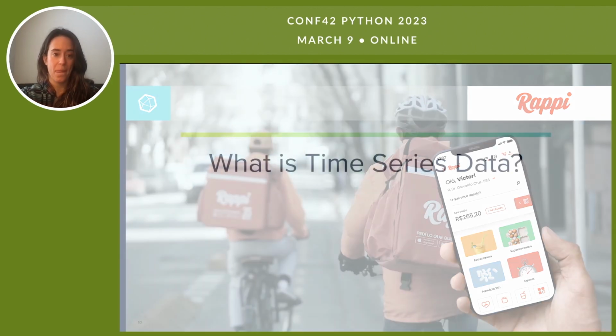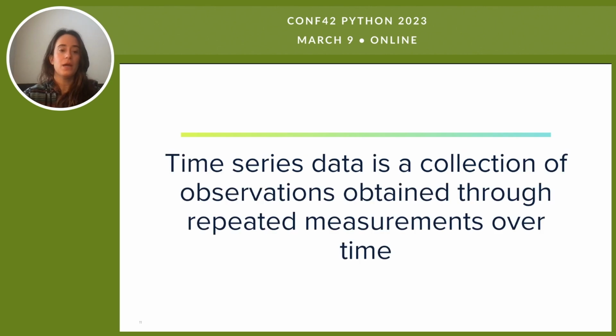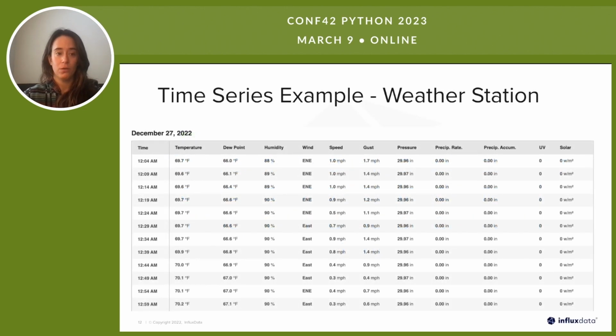Okay, so now that we understand roughly what Influx Data is and what they create, InfluxDB and also Telegraf, and we understand some of the applications and some of the customers that use Influx Data, let's take a step back and ask, what really is time series? Time series data is a collection of observations obtained through repeated measurements over time. Okay, that's great, but what does that really mean? Well, the best way to understand something is through examples.